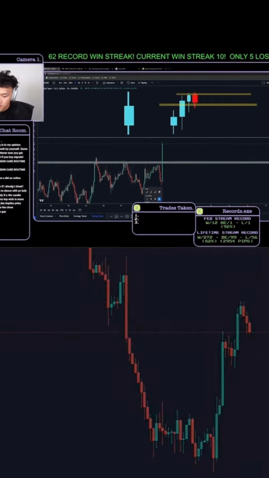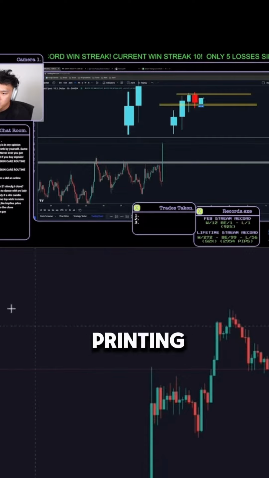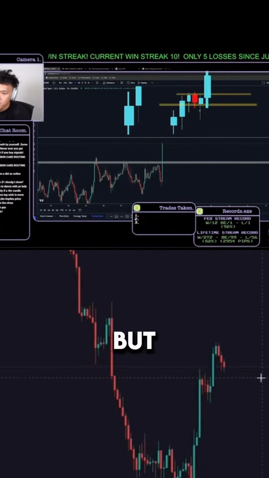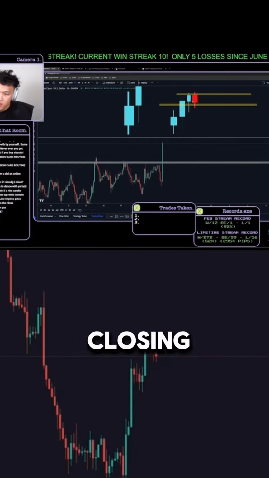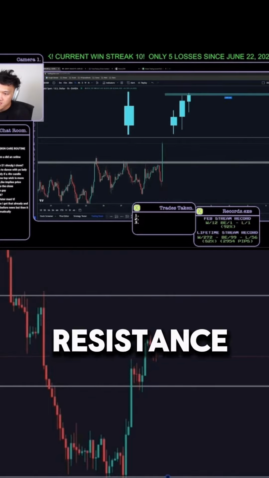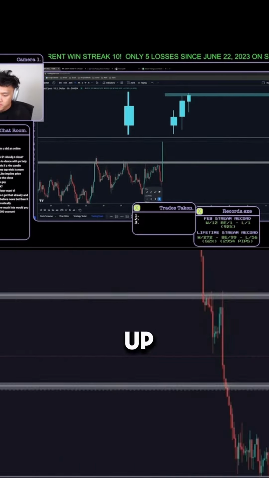So when you come up to fill the wick on the 4-hour candle, on the 1-hour candle all you're really doing is printing bullish candles as support to retest the highs and come up to fill the range. But when you don't have a wick, right, you're closing like this. You're closing right at resistance. And when you close right at resistance, you don't know where your support is going to be before ripping up.